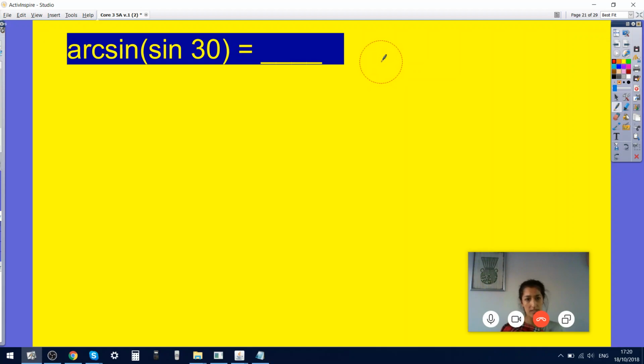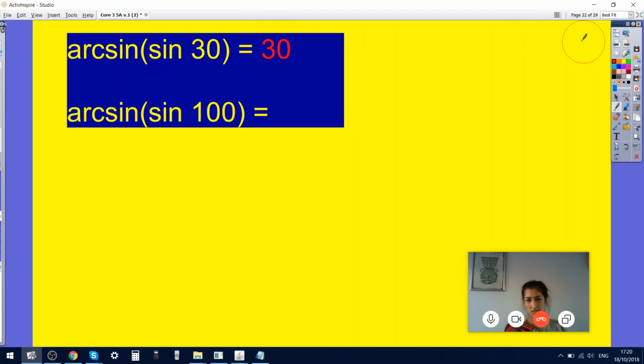Arc sine 30. Do the signs cancel out, or is that not a thing? Yeah, with 30. 30. That's it. How about this one? Is that the same thing? Put it into the calculator, see what you get.